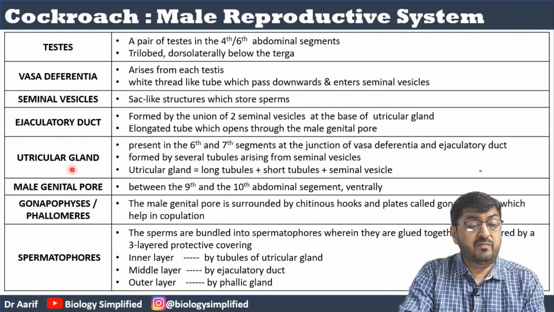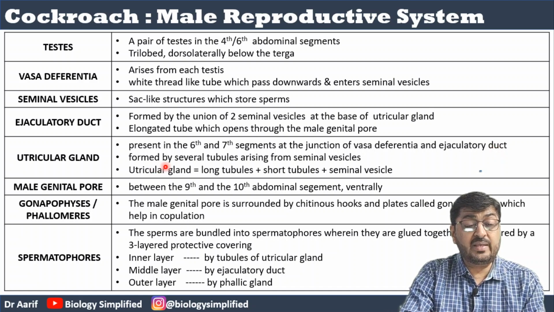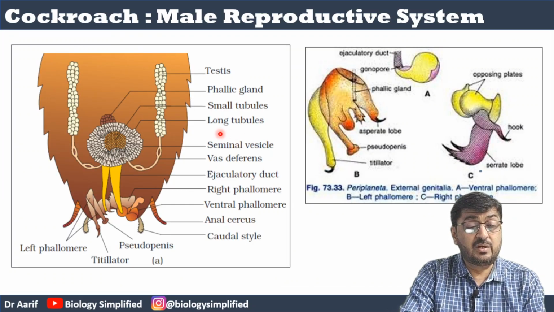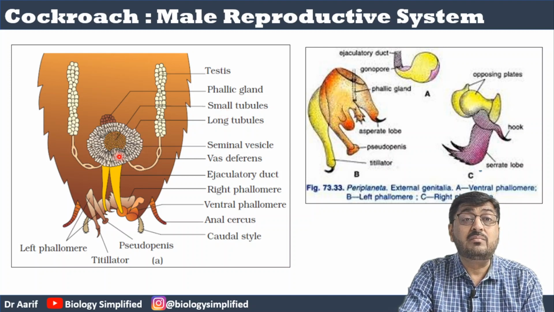Okay, then we've got a utricular gland. In the 6th and 7th segment, at the junction of the vasa deferentia and the ejaculatory duct, formed by several tubules arising from seminal vesicles. Have a look at this, please. Do we see these small tubules, long tubules? दिख रहा है ये? Long tubules बाहर के एरिया में मार्क किया है, small अंदर के एरिया में मार्क किया है. So they are arising from seminal.